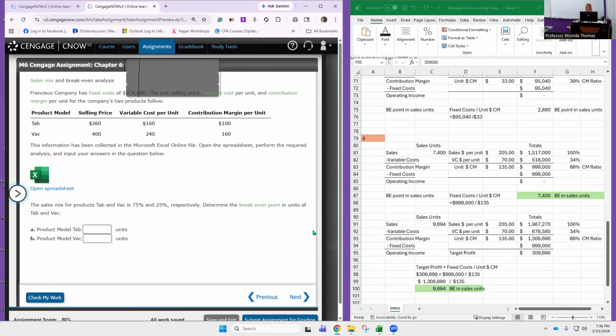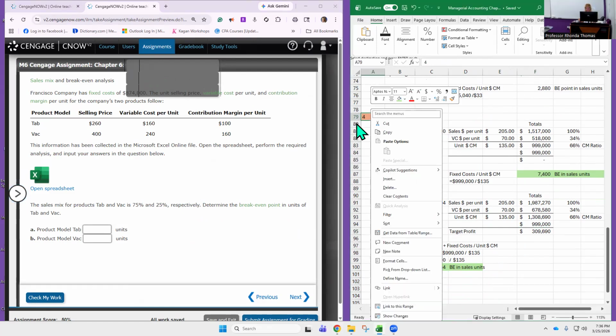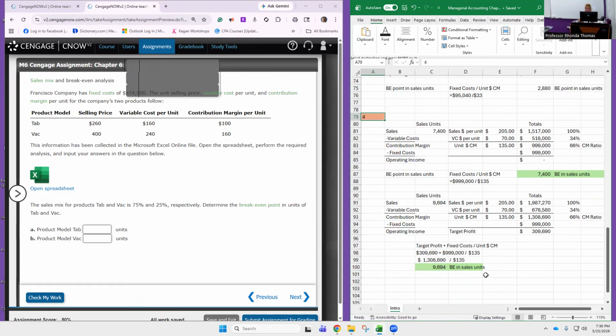Okay, this next one is sales mix. Okay, sales mix. So if you have more than one product, then what do you do with break even, things like that? So let me get ready to do this. Okay, so this is number 5. And then I'm going to pause for just a second.